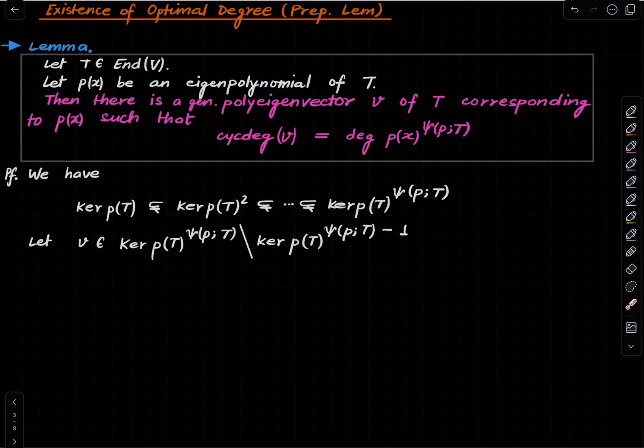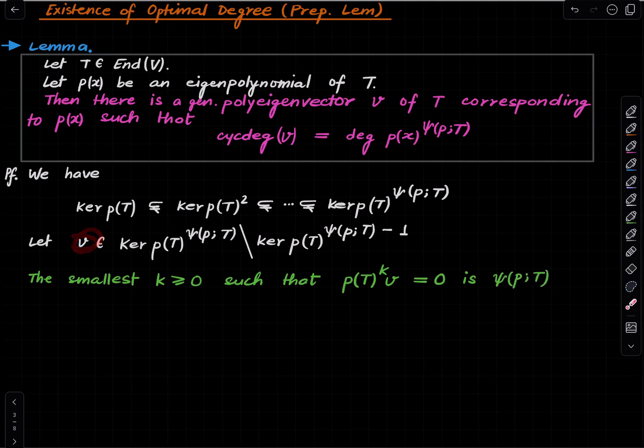Okay, because of strict containment, this is a proper subset of that one, and hence there is such a vector v. So we just pick one, and it is easy to see that the smallest non-negative integer k such that this is 0 is the same as the saturation exponent. That's immediate from the choice of the vector v.